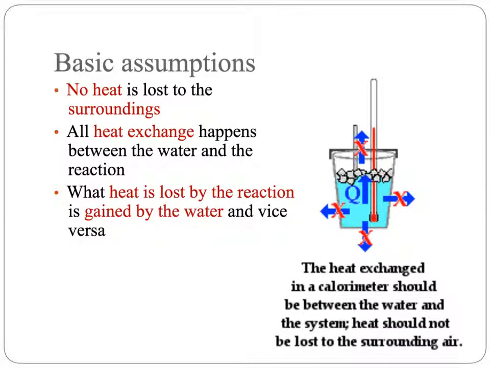There are some basic assumptions that happen in calorimetry. The first one is that we are not losing any heat to the surroundings. That's why it's done in insulated containers, so that all of the heat exchange is happening between the water and the reaction or process that we're interested in. We also assume, and this is very important for setting up our equation, that all the heat lost by the reaction is gained by the water, if it's an exothermic reaction, or vice versa, all the heat that is gained by the reaction is lost by the water.